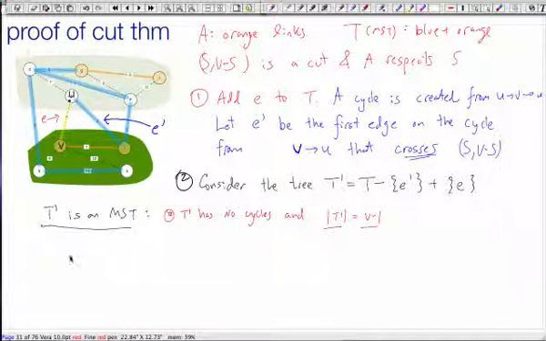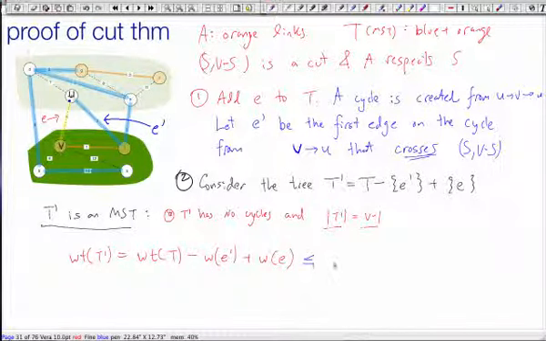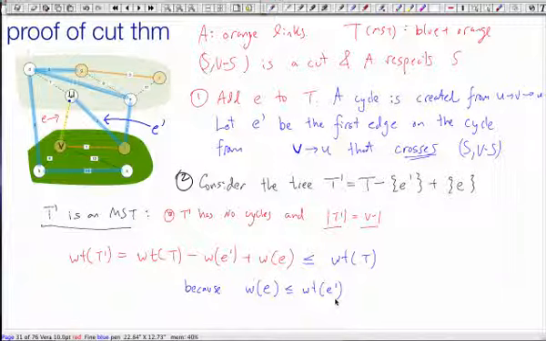Now let's consider the weight of T prime. That's going to be the weight of T minus the weight of E prime plus the weight of E. Now I'm going to argue that this is going to be greater than or equal to the weight of T, and that's because the weight of E is less than or equal to the weight of E prime.